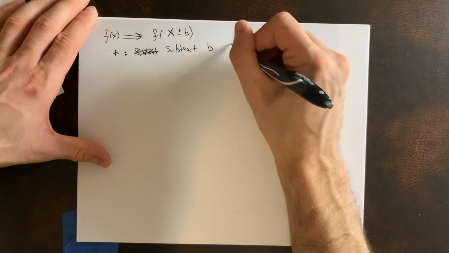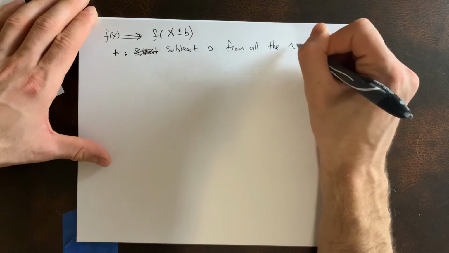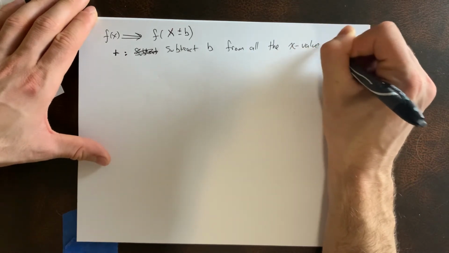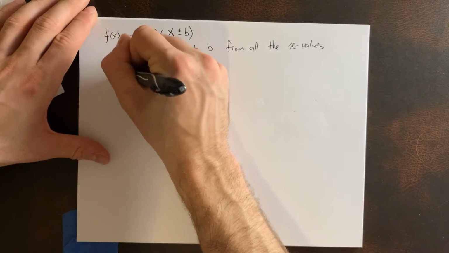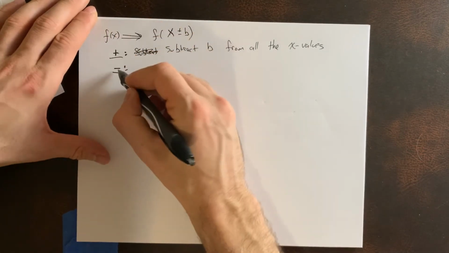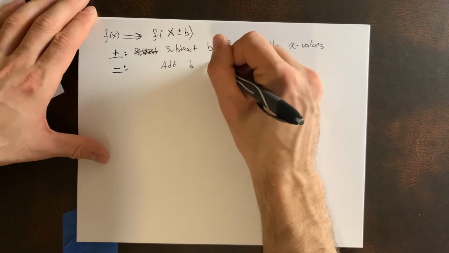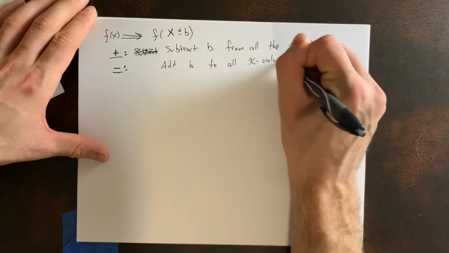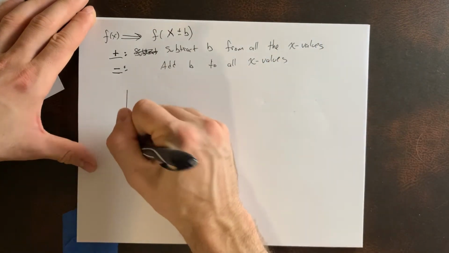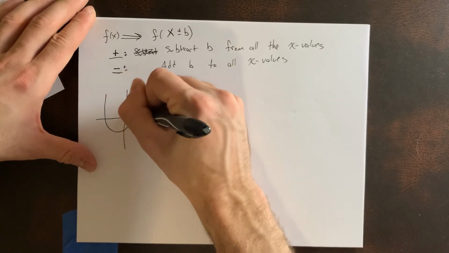this b from all the x values. So it's the opposite. With a plus sign, we're going to subtract, and with a minus sign, we're going to add. So what do we mean by that? Again, let's just draw another example. Say we have, how about something that looks like this.